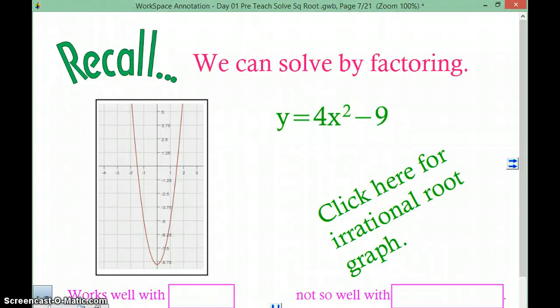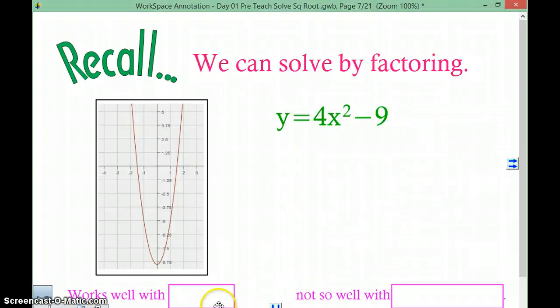So we talked about how you can solve by factoring. So strategy number 2, if you have a graph that looks like this, and this is the equation, how could we do this? We could solve by factoring.